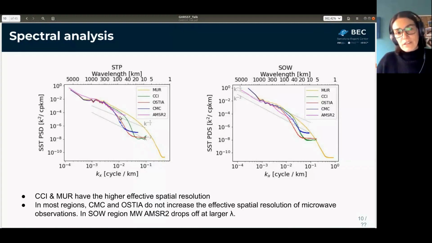For comparison, in gray you have the theoretical power law expected for the SST, which is K to the minus 5/3. In most of the regions, CMC and OSTIA, here in red and blue, have an effective spatial resolution shorter than the one provided by the microwave, which would be here. In the other graph on the right, the microwave is dropping a little bit earlier, and in that case OSTIA and CMC give higher spatial resolution.